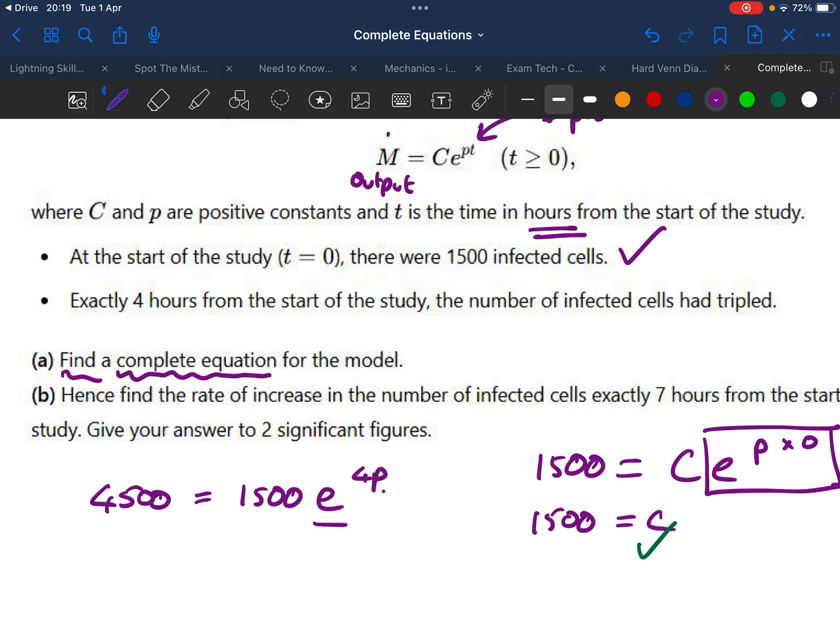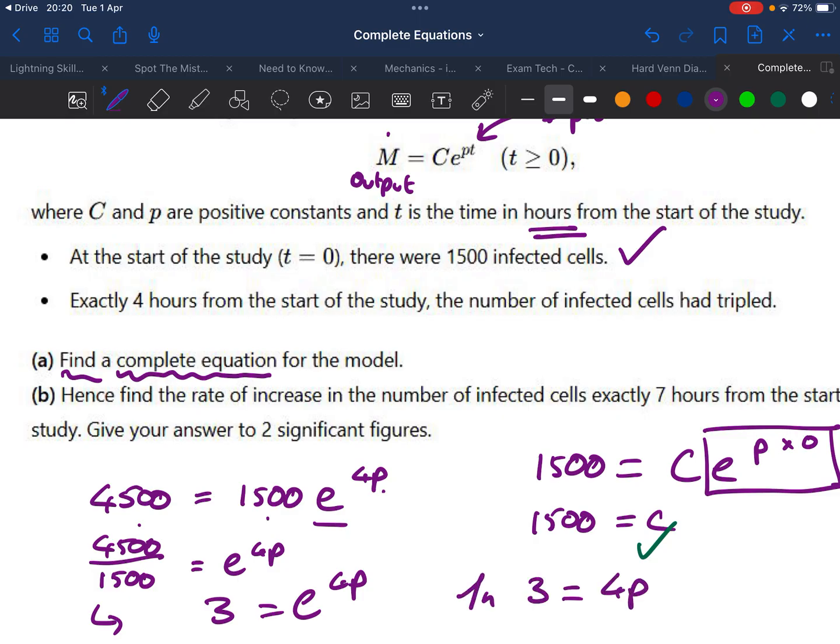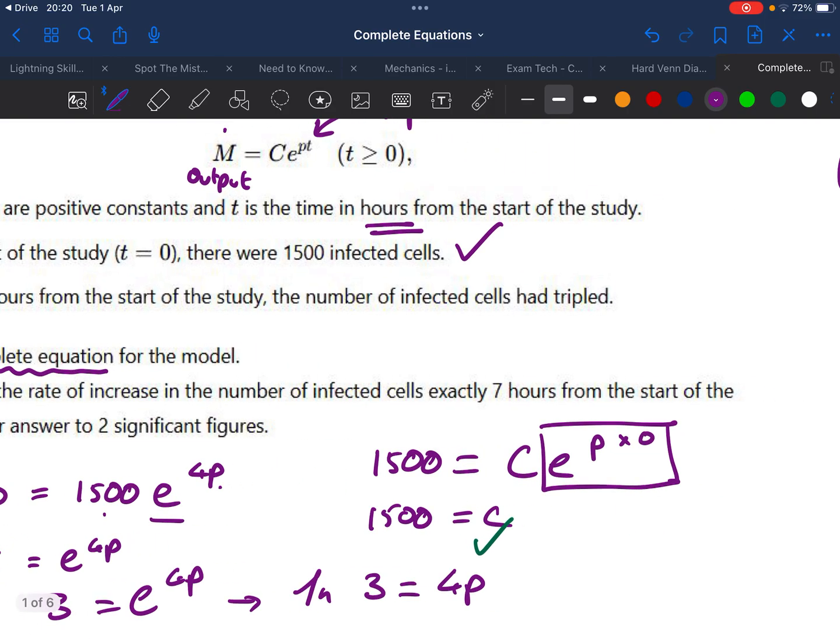Now, if we're going to solve and find this, we need to get E on its own first. So I'm going to get rid of the 1,500 by dividing. 4,500 divided by 1,500 equals E to the 4P, which means 3 is equal to E to the 4P. How do we undo E? We're going to use the natural log. So the natural log of 3 equals 4P. And finally, P equals, there's quite a few ways of writing this, but I'm going to write it as a quarter natural log 3.